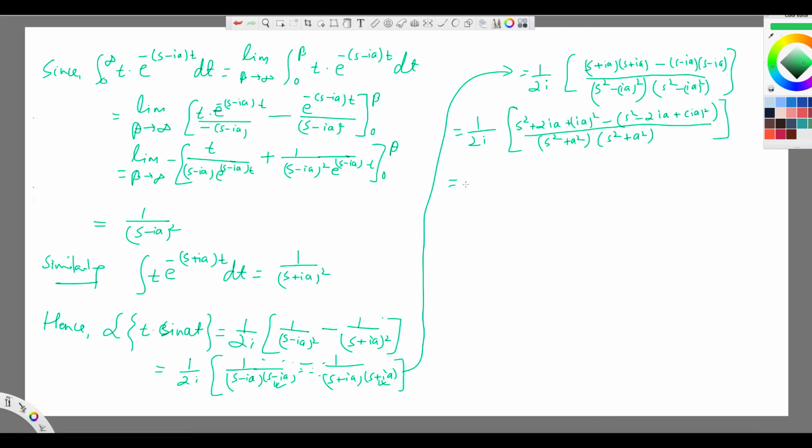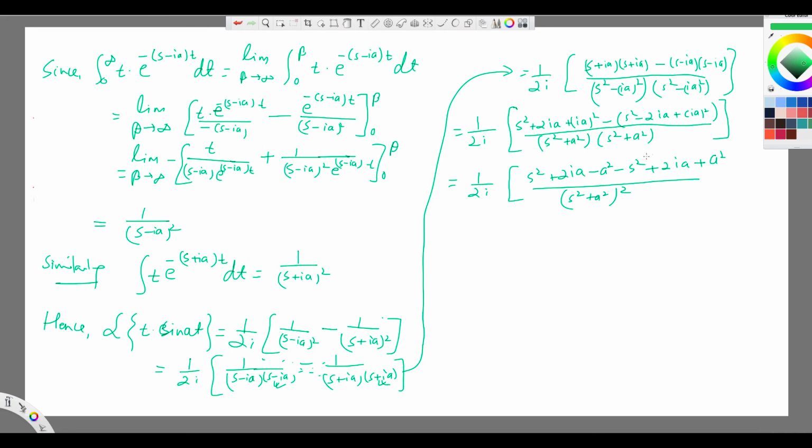Now let me further simplify 1 over 2i. This is just the algebra, okay? So it is s squared plus 2ias minus a squared. You see that? ia times ia will be negative 1 times a squared. And minus (s squared minus 2ias), and then this will be minus a squared, but negative times negative will be positive, and then a squared. Divided by, what I would write there is s squared plus a squared. There are two of them multiplied, so I am writing s squared plus a squared, the whole squared.